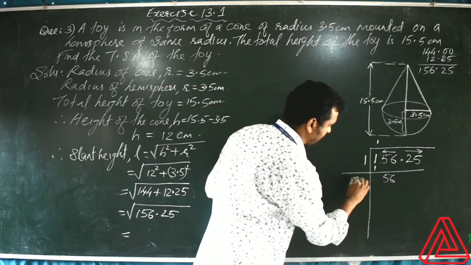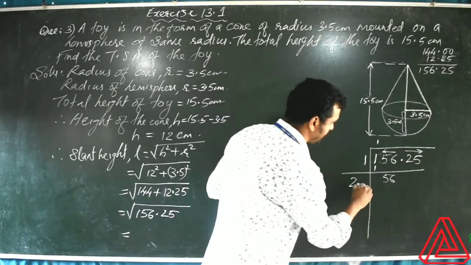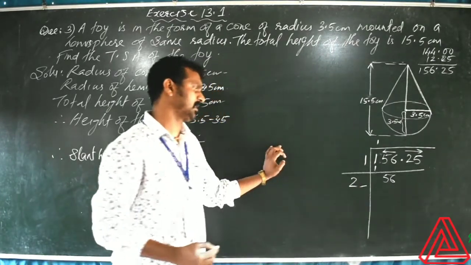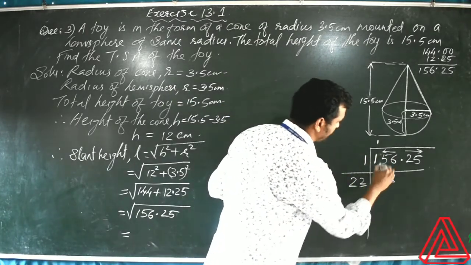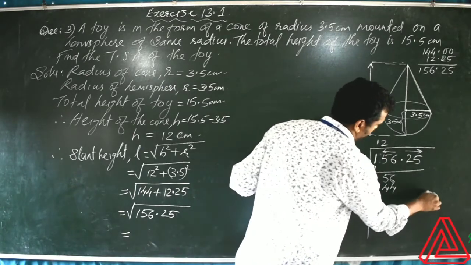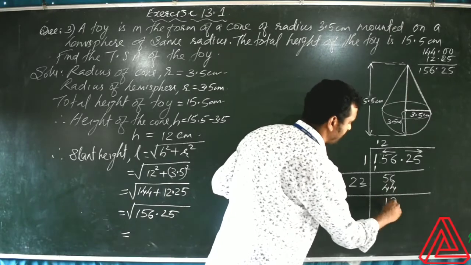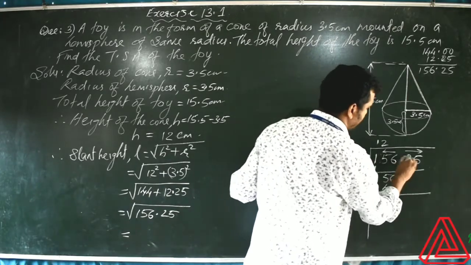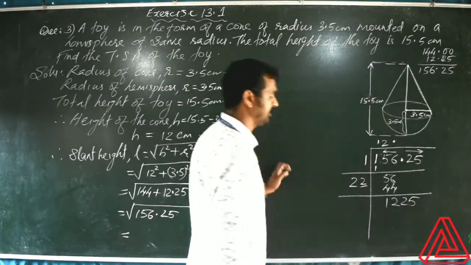1 plus 1, that is 2. We have to find a digit here. 23 into 3: 3 3s are 9, 2 3s are 6. Above 56 will come, so 22 only. 22 into 2 is 44. Now subtract: 6 minus 4, 2. 5 minus 4, 1. Then we put the decimal point here. After that we can bring down the next pair, that is 25.